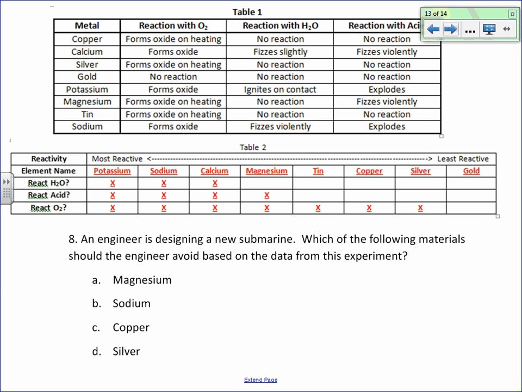Taking a look at these then, we look at reaction with water. Which one does not react with water? What are our options? Magnesium has no reaction. Sodium, it would fizz. We wouldn't want our submarine to fizz. Copper, no reaction. And silver, no reaction. So then which one should the submarine maker avoid? Sodium, because you would not want to make a submarine that fizzes underwater. All right.